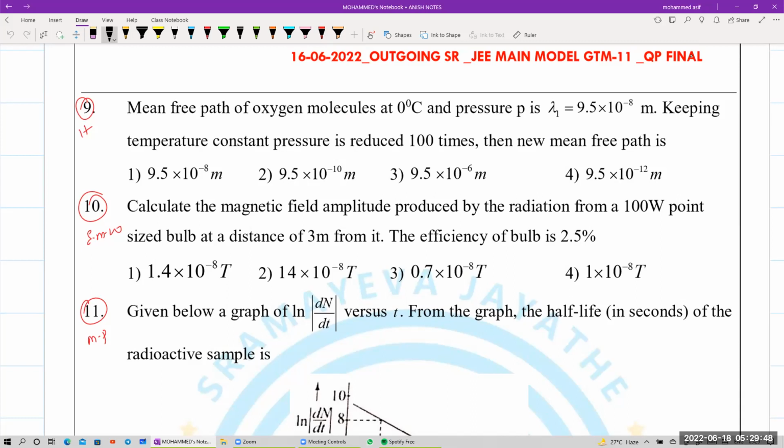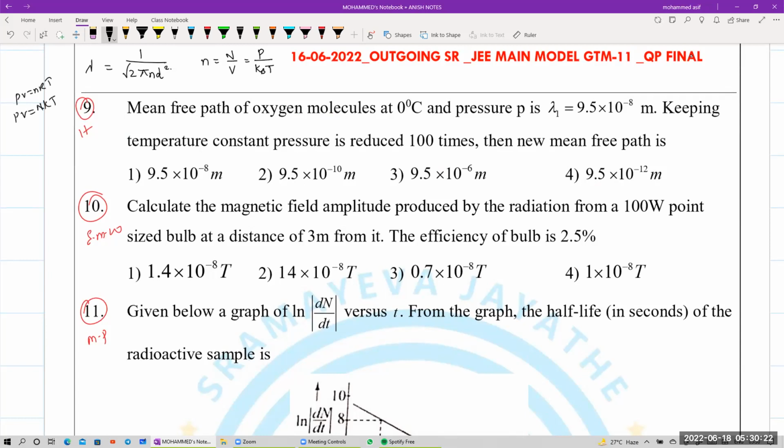The mean free path in the kinetic theory of gas is given by the formula lambda equals 1 by root 2 pi n d square. Where n is the number of molecules per unit volume. That will be equal to P divided by Boltzmann's constant into T from the kinetic theory of gases. PV equals N k T. For the number of moles we say PV equals nRT, and for molecules we say PV equals N k T.